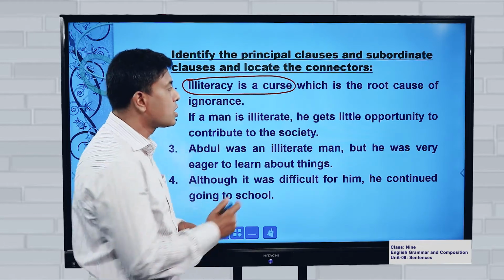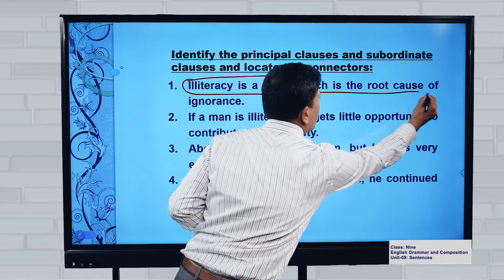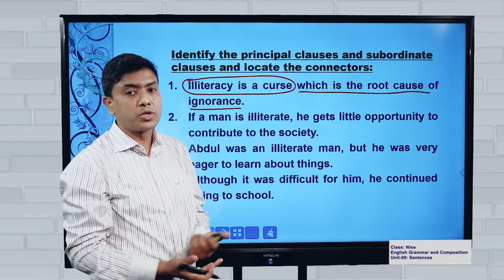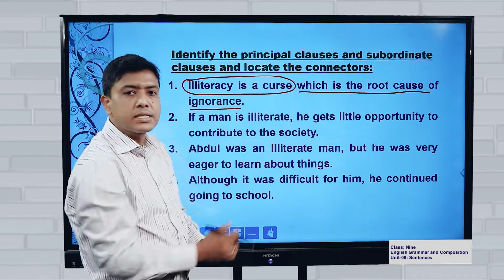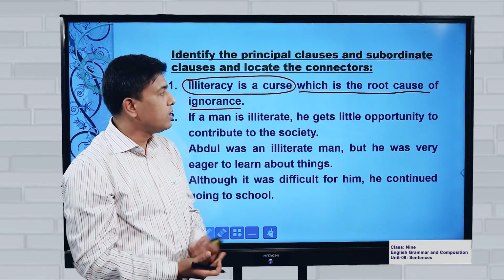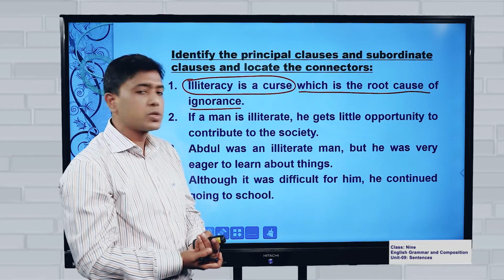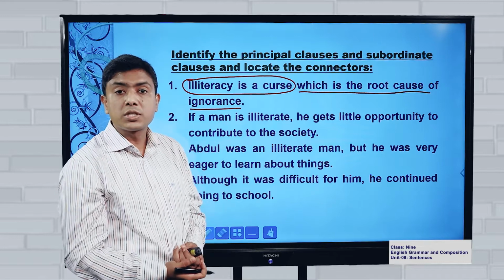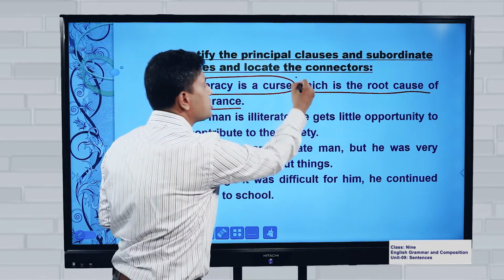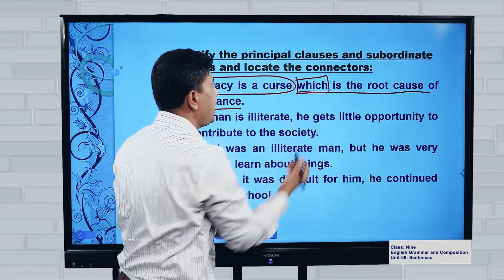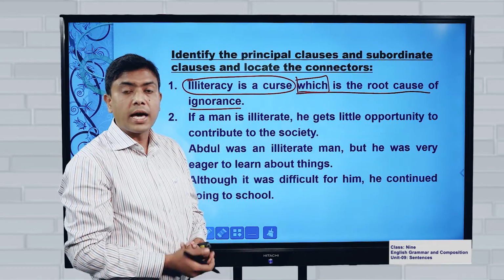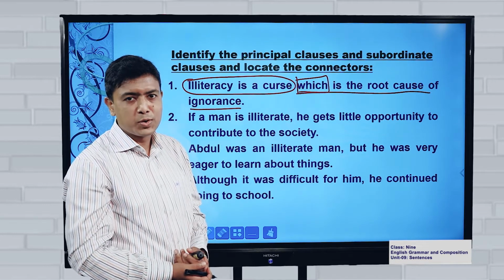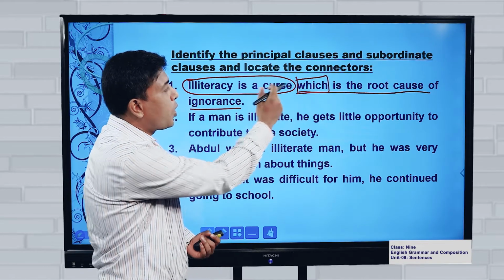But the second part, which is the root cause of ignorance, is going to be the dependent or subordinate clause because it itself cannot give us a complete idea. If you say, which is the root cause of ignorance, it is incomplete. So therefore, this is the subordinate clause. And here, which is the connector. So I am going to circle the independent clauses, underline the dependent or subordinate clauses, and make a box around the connector.